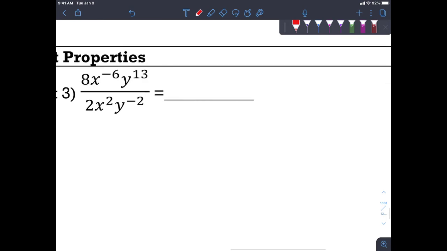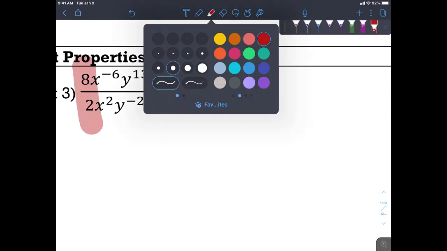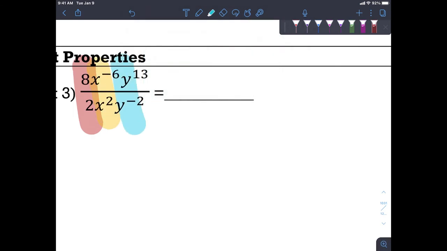So here's a more complex and convoluted one. This is a little bit more representative of what you'll see on the STAR test. So for this one, I like to go ahead and just subdivide everything. So that means numbers, followed by my x's, followed by my y's. So I'll say 8 divided by 2, that's 4. X to the power of negative 6 divided by x to the power of 2.